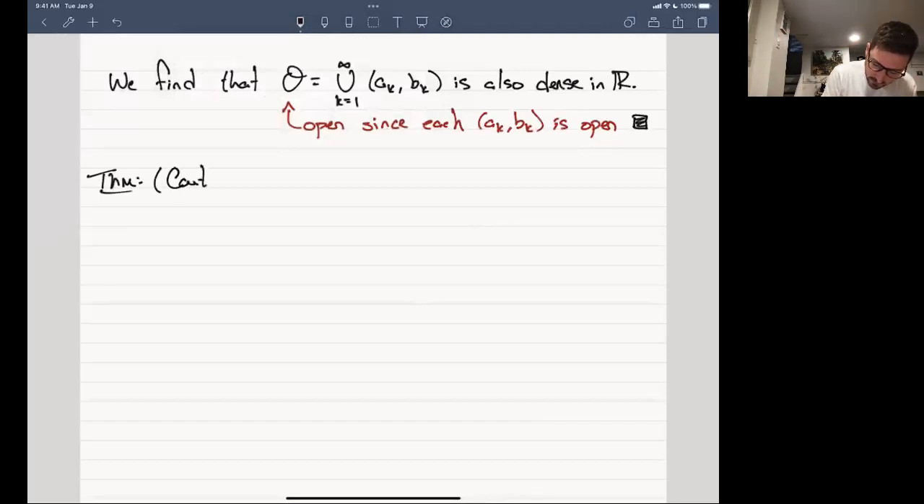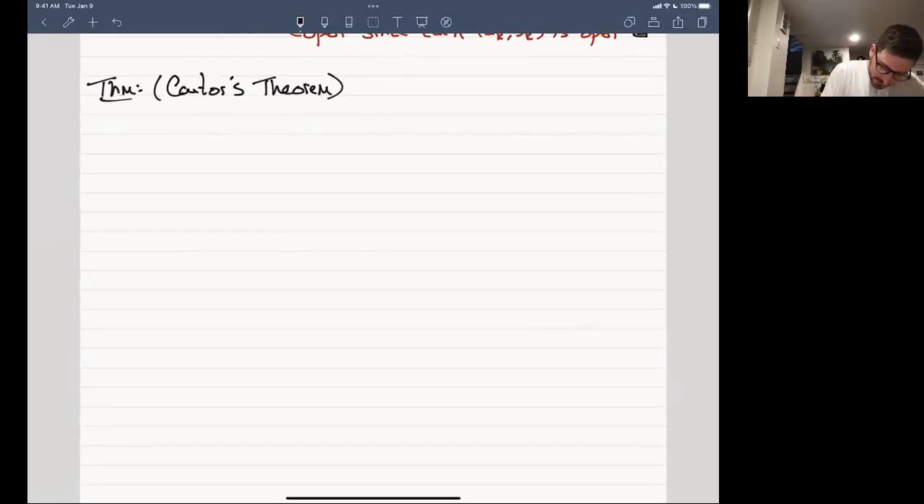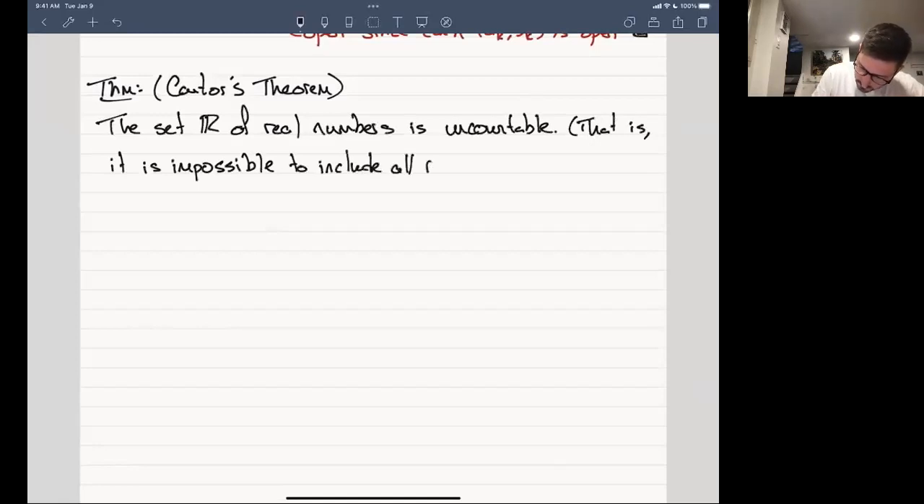So this is what's known as Cantor's theorem. And Cantor's theorem tells you that you can't count the real numbers. So the set R of real numbers is uncountable. That means you can't count it. So it is impossible to include all real numbers in a sequence. So you can't do it. You can't build a sequence that includes every single real number.